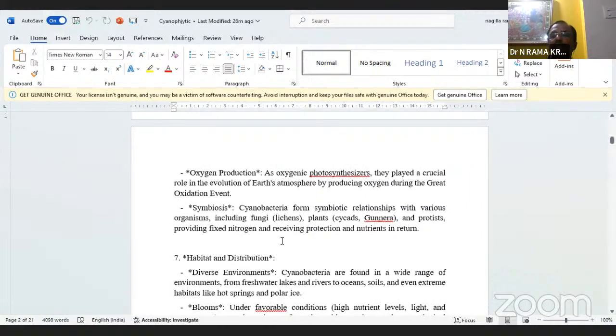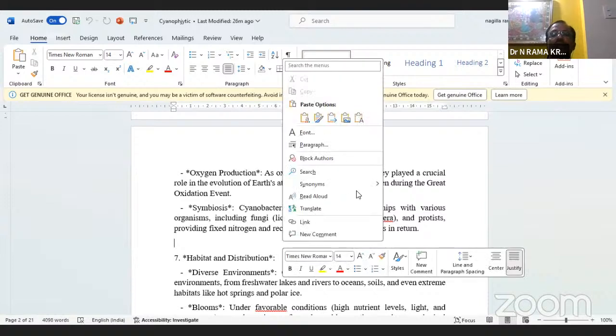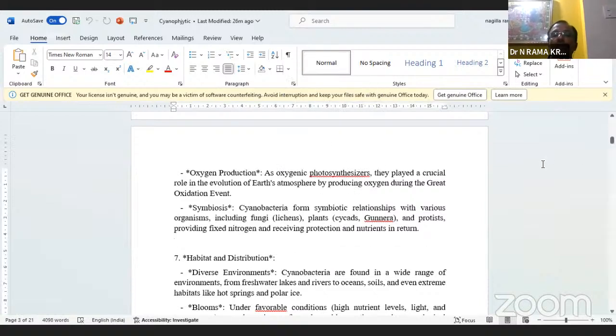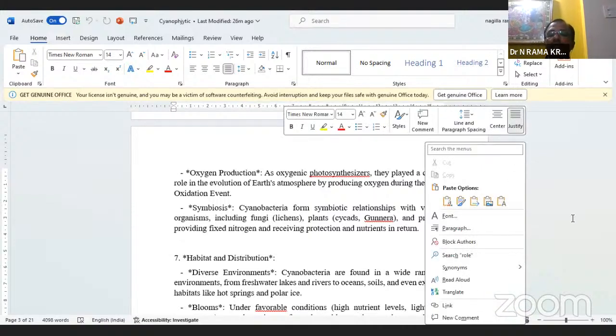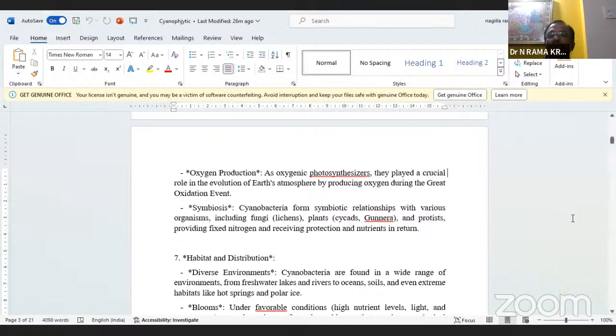And next one is the most important point here. This cyanobacteria is always in symbiotic associations, meaning these plants associate with other organisms. That's why we say it is often symbiotic. Cyanobacteria form symbiotic relationships with various organisms, including fungi, lichens, plants, just now we used cycas, and protists, providing fixed nitrogen and receiving nutrients in return.